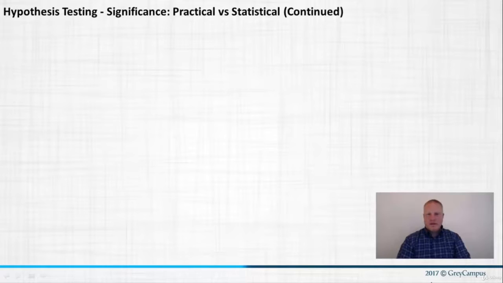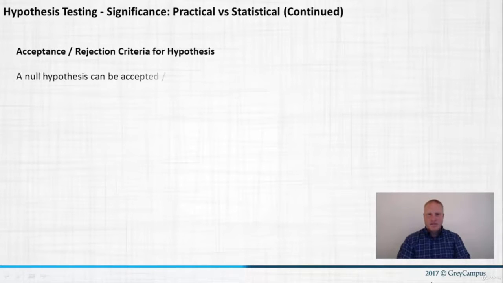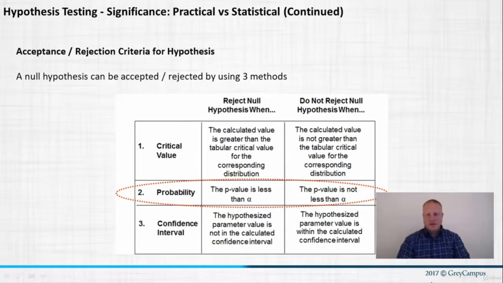There are three methods that we can use to analyze the null hypothesis: critical value, probability, and confidence interval. With the probability method, what we're going to do is compare our p-value, or probability value, that we calculate to our alpha value that we selected.